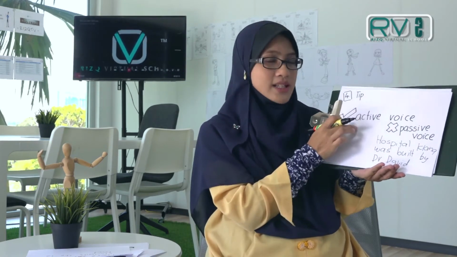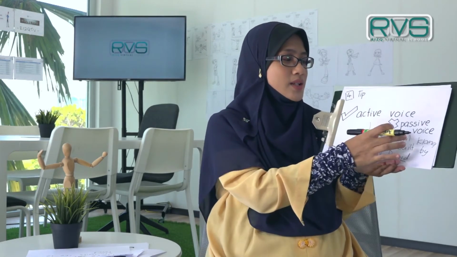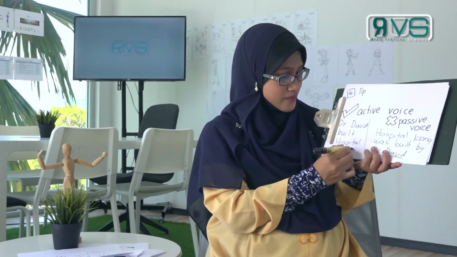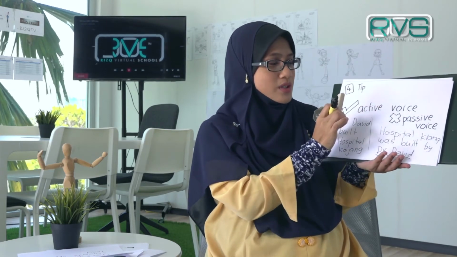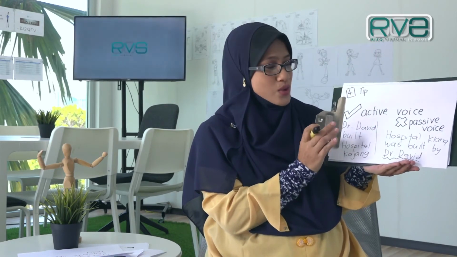Okay, so when you want to write, sometimes you can use active voice. Okay, how do you use it? By using the subject. Yes, you put the subject first in front so that the object will follow at the back. Okay, for example, Dr. David built hospital Kajang. See the differences? Yes. So words can be deducted or erased from the passive voice when you use active voice. So use this to avoid your word limits exceeding.